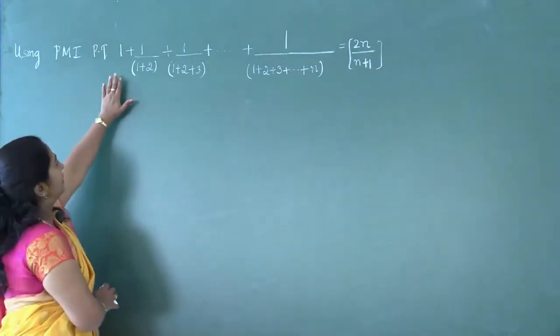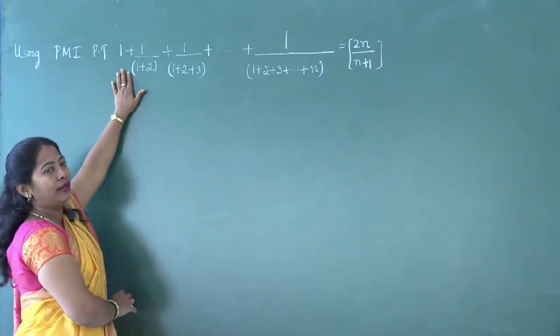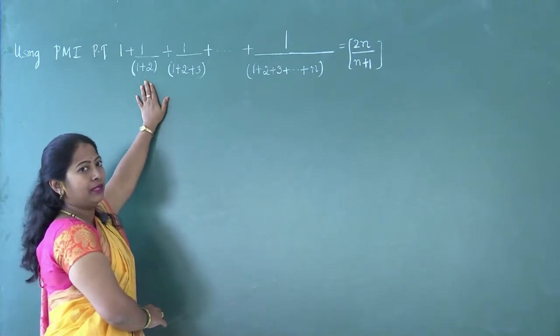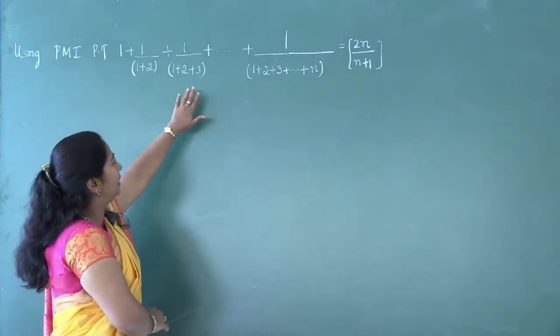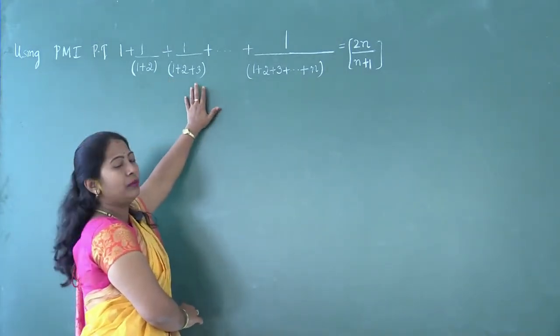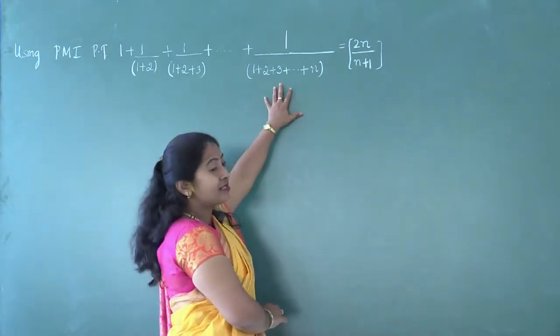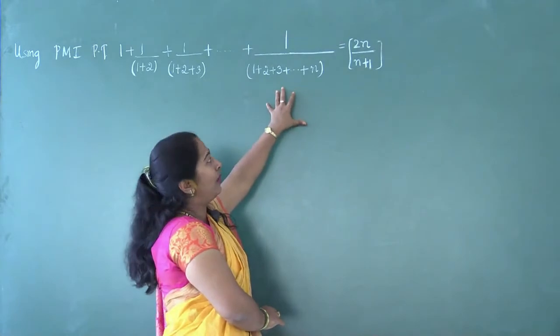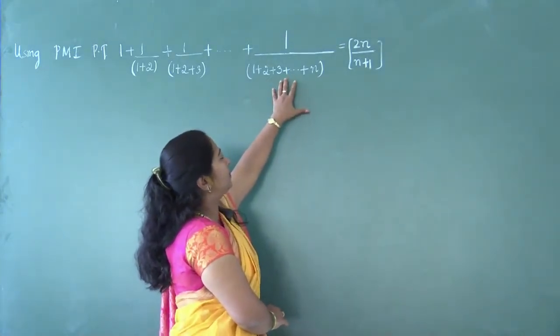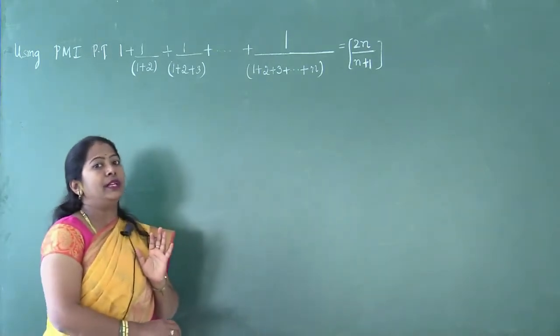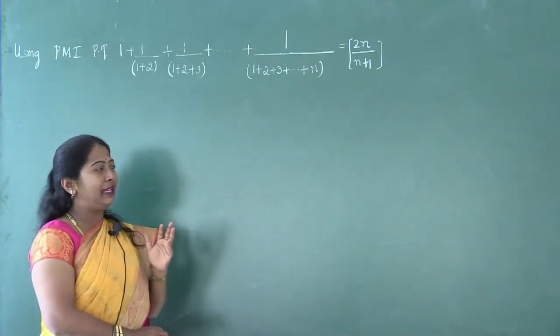Look at the first term. What is the first term I have here? 1 plus, which is the second term? 1 upon 1 plus 2 plus, which is the third term? 1 upon 1 plus 2 plus 3 plus etc. What is the last term of the LHS? 1 divided by 1 plus 2 plus 3 etc. plus n is equal to what? 2n divided by n plus 1.